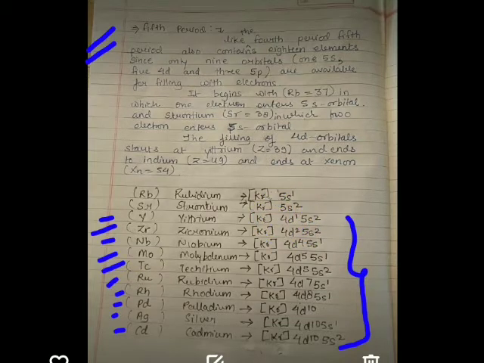After that it will enter in the same cell, that is 4d, having 4d2 configuration. Then in case of niobium, you can see it is krypton, the inner core, then 4d4 and 5s1. After this there is molybdenum, that is krypton, 4d5, 5s1, and in this manner you have to give the electronic configuration of 5th period elements. Okay, and it ends with cadmium. So here you can see that it is 4d10 and 5s2, and in case of silver it is 4d10, 5s1.